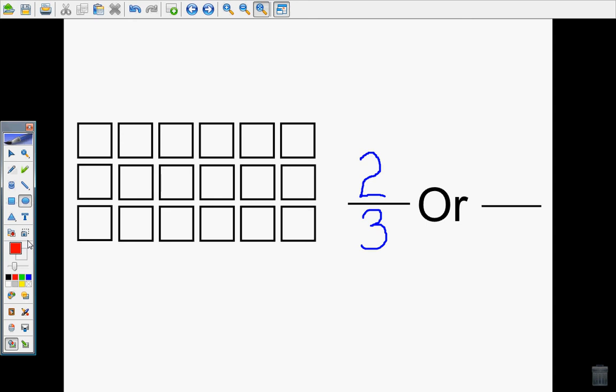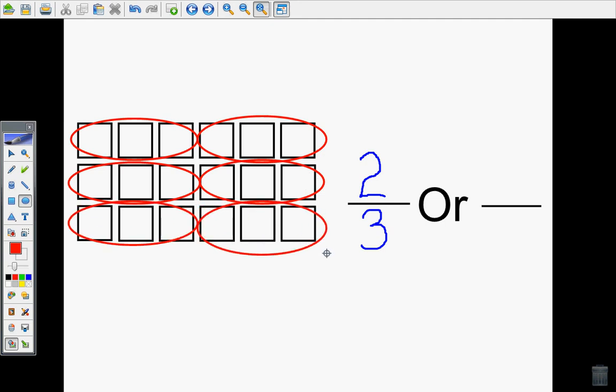So I'm automatically going to start and say 1, 2, 3, there's a group of 3. 1, 2, 3, there's a group of 3. I continue this until I have six groups of 3. Now what I need to do is think of each one of these groups as its own thing where I'm coloring in 2/3 of it.